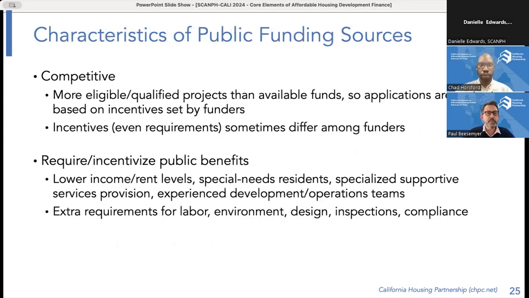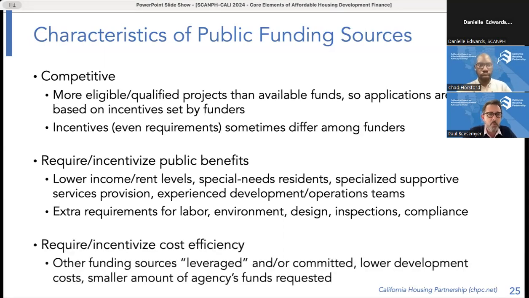But I think it's worth understanding the characteristics of what these public funding sources are. And when I talk about public funding sources, I'm not just talking about the word salad I threw at you, but also the low-income housing tax credit. So things to know. The first thing to know is that they are always competitive. Almost always, 99-point-something% of the time, there are more eligible projects than available funds. And so there is some kind of competitive ranking system. And dollars drive behavior. And so every program has its own incentives that differ sometimes among funders.